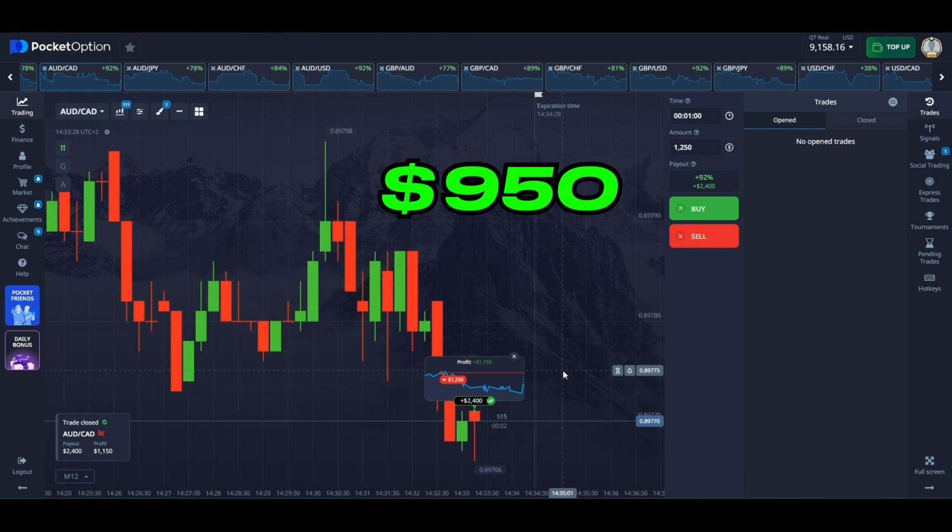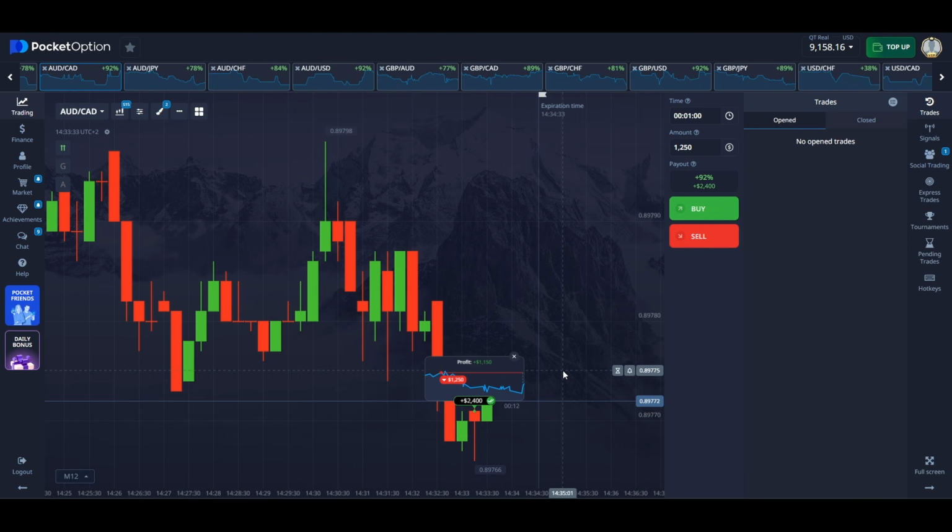An excellent trade brings me $1,150. As you can see, there are already 4 winning trades and 1 losing trade. Not bad stats. And let's open the next trade for $1,250 again, and this will be the finale. And hopefully, we'll hit our 10,000 bucks mark.